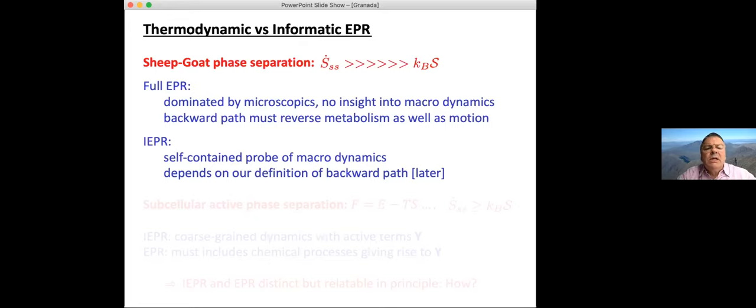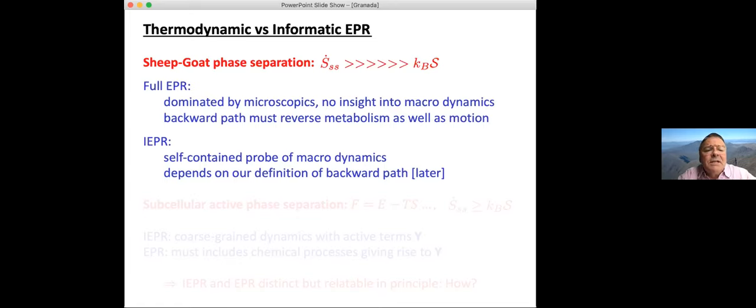Okay, so let's compare and contrast thermodynamic versus informatic entropy production rate. Well, it's clear that if I take this sheep-goat system, the actual thermal entropy production rate exceeds the informatic one by a factor that is so vast that I might as well think of it as infinite. In particular, the full entropy production rate, which is dominated by microphysics, firstly gives no insight into whether sheep and goats might phase separate. But the point is that the backward path has to reverse everything, including the internal metabolism of a sheep or a goat, as well as emotion. So a static sheep may look completely reversible as far as its dynamics is concerned, its velocity is zero, but it is of course just turning food into heat at some enormous rate.